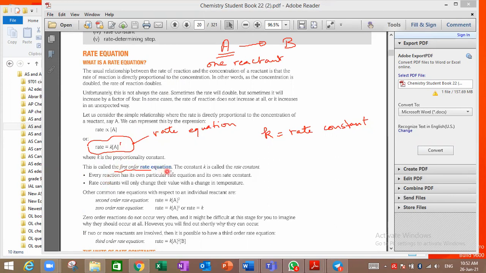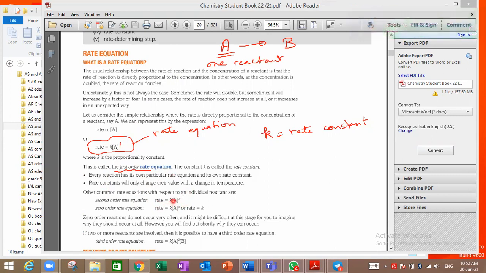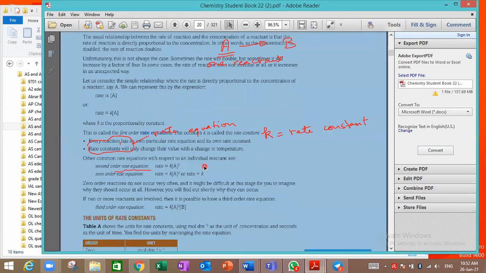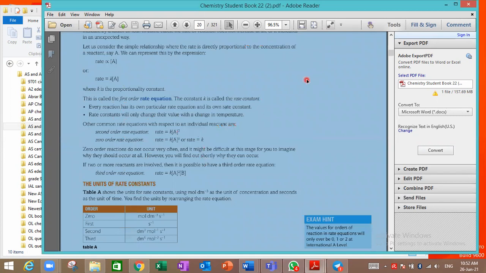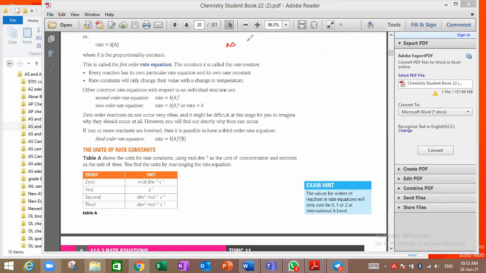Okay, but if we calculate the rate equation and we find that the rate equals K times A to the power 2, what does this equation mean? When we say that the rate equals K times A squared, it means that as the concentration of A doubles, we find that the rate quadruples. What do we mean by quadruples? It means that the rate becomes 4 times.